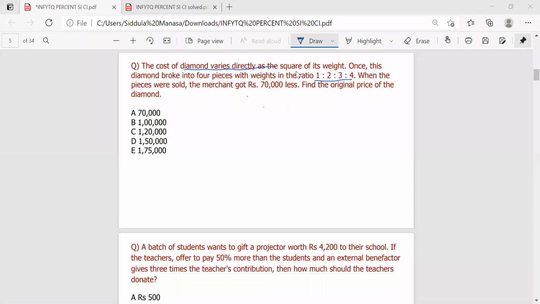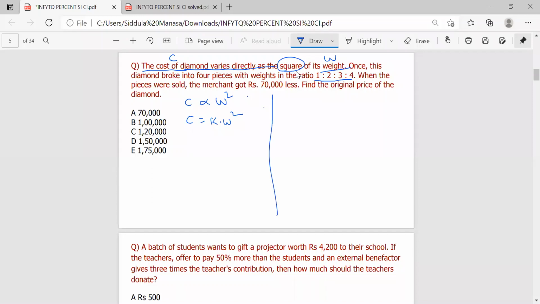Okay, so the cost of a diamond varies directly as the square of its weight. So cost of a diamond, let us suppose C, weight denoted with W, so square is there, right? And directly varies. So cost C directly varies means directly proportional to the square of weight. Square of weight means what? W square. So what we can understand here is C is equal to K times W square. C is equal to K times W square.